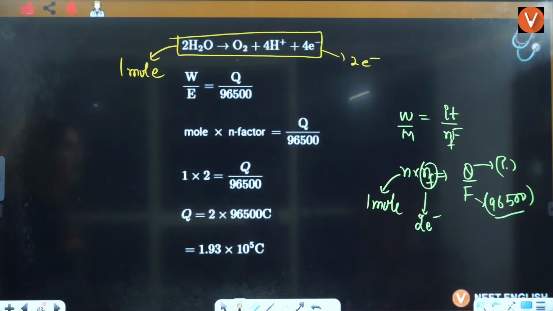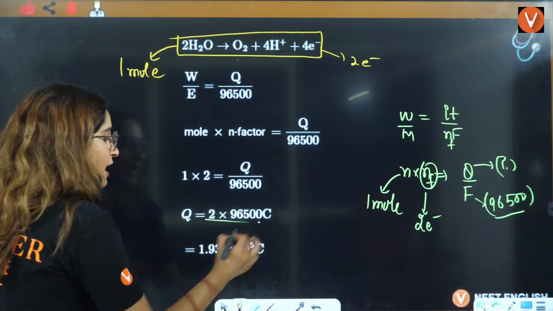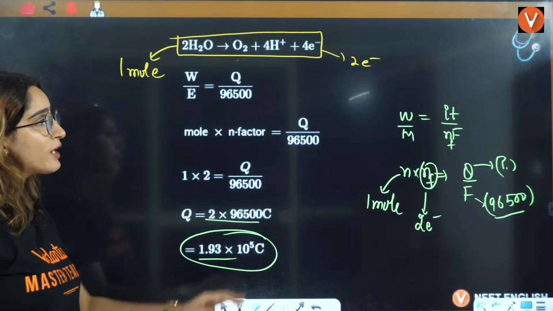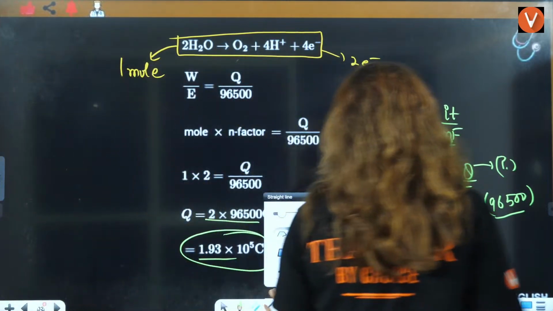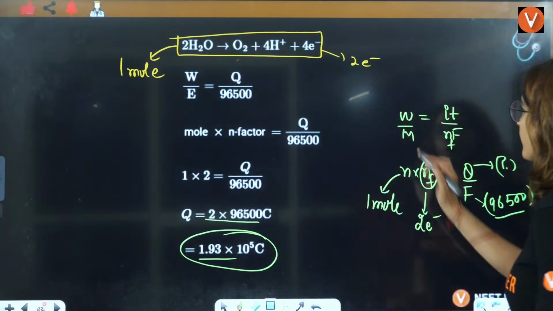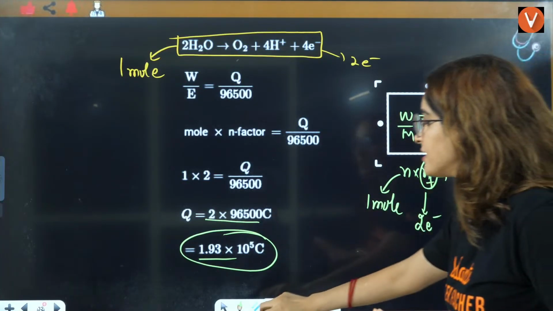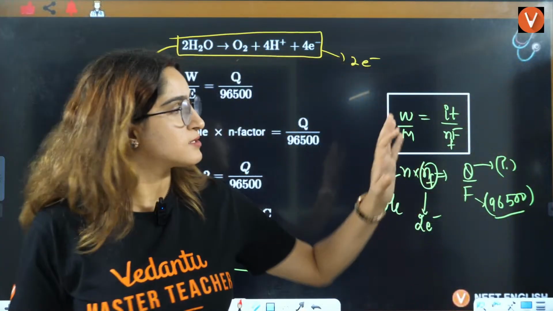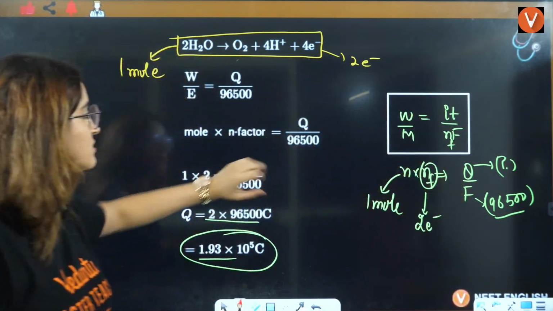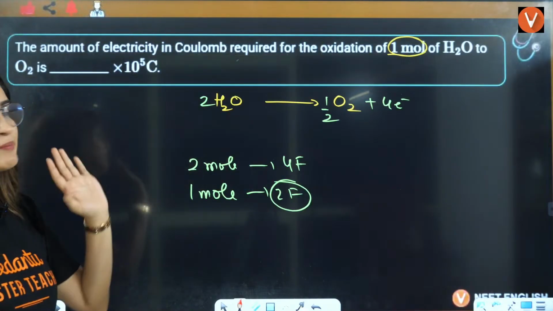Then you have to put in the Faraday value and you will get your answer. Or if you want to answer it with the help of the equation of Faraday's first law, you can use this particular method. See, if you want to know the core method, this is the actual method, the direct method.